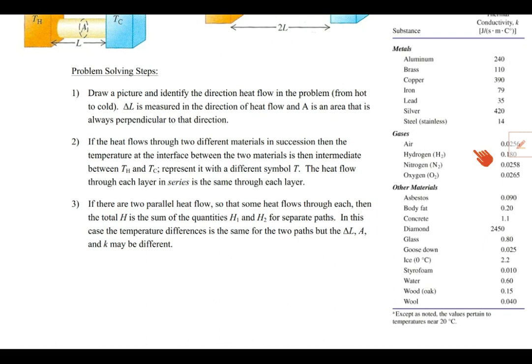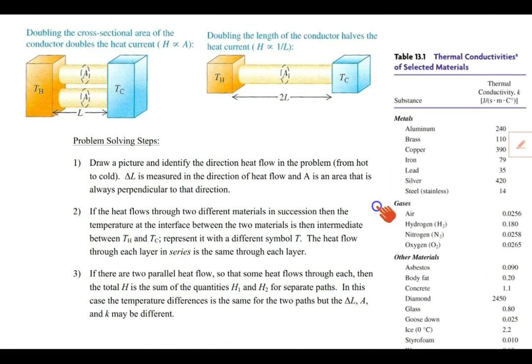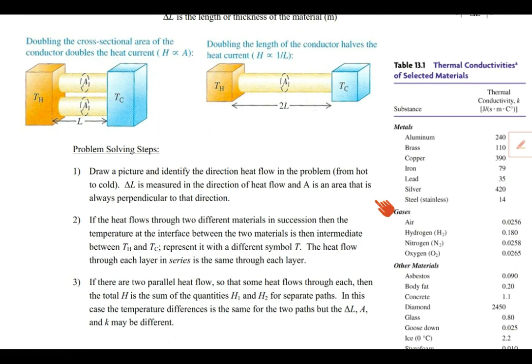Okay, second thing, this is a little bit trickier, is what happens when you have layers that are in succession with each other. I call that in series with one another. So these two layers would be in series. So let's suppose that you have a thermal conductivity K sub A here, and then you had another material K sub B. So how do you solve a problem where you have two different layers?